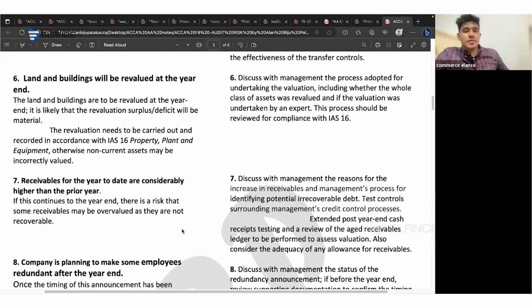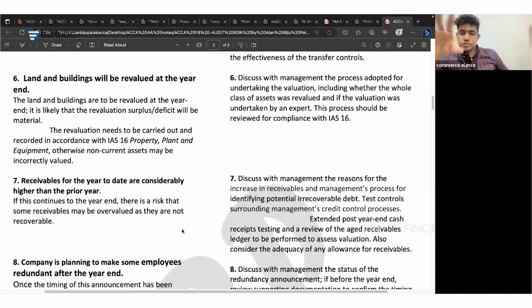What we can take as a response, there should be a procedure. So discuss with the management whether the company has created an adequate amount of provision in relation to the legal case against the company, to confirm whether it is reasonable and in accordance with IAS 37. So that will be the purpose.